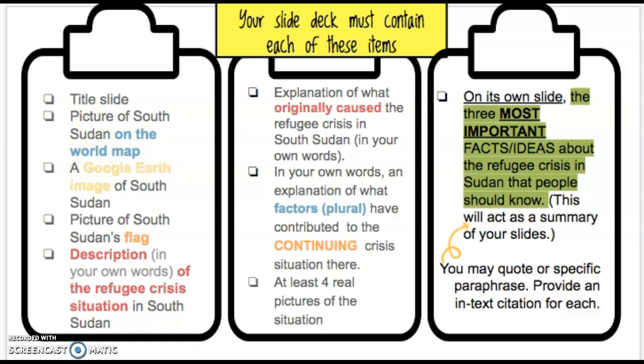Then you are going to find a picture of South Sudan on the world map so we can see with our very own eyes where it's located compared to us in the US. You're going to Google Earth image a picture of South Sudan. You're going to put that on a slide, a picture of South Sudan's flag. So those are all really quick ones. Okay, they can all go on the same slide.